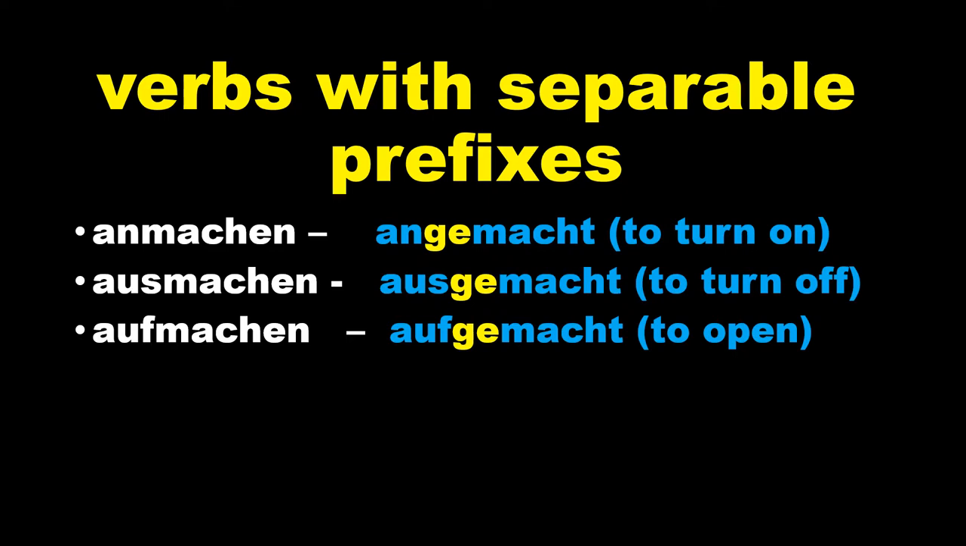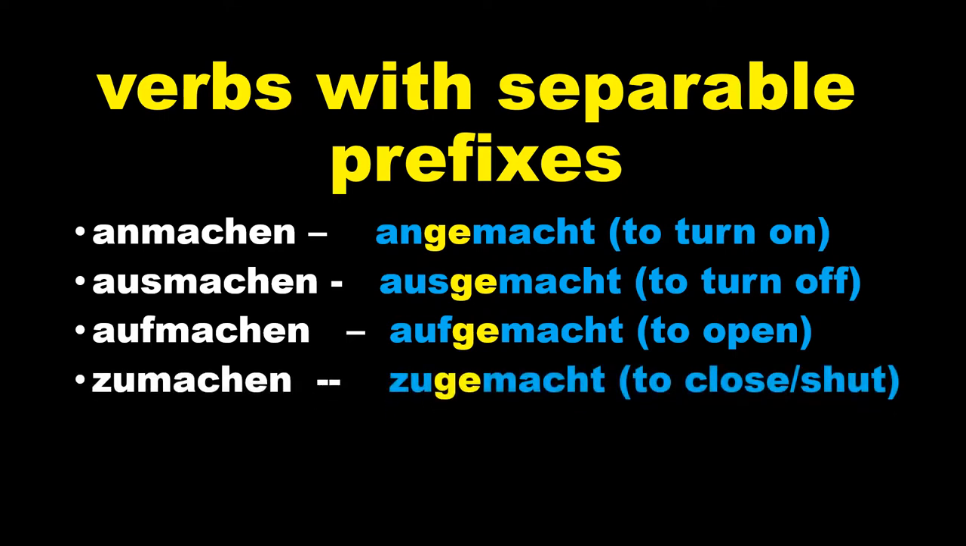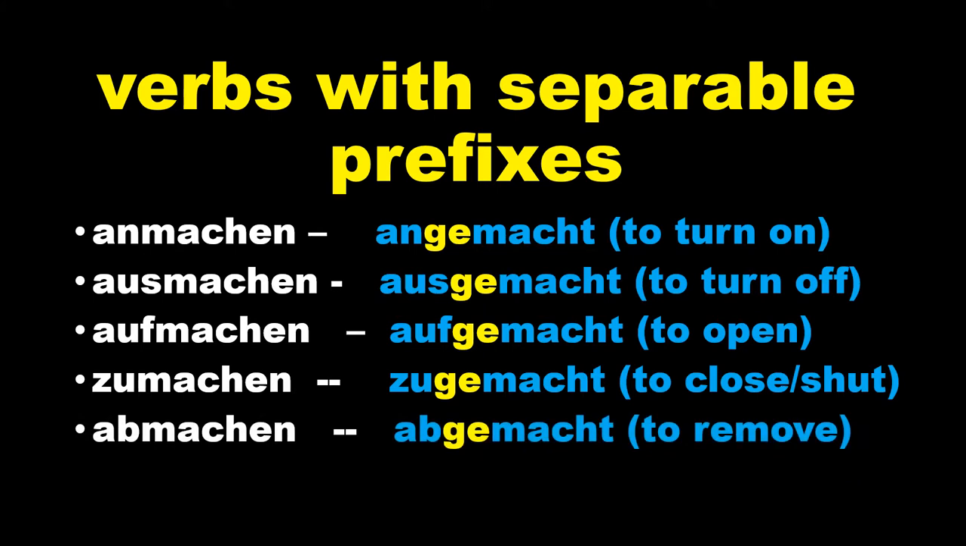To open. Zumachen, zugemacht. To close or to shut a window or door. So: anmachen, angemacht, ausmachen, ausgemacht, aufmachen, aufgemacht, zumachen, zugemacht. You should not be confused with these kinds of verbs. Next verb is abmachen. Abgemacht. Very simple. You can see here the participle two form will be prefix plus ge plus stem form plus t. Abmachen is to remove.